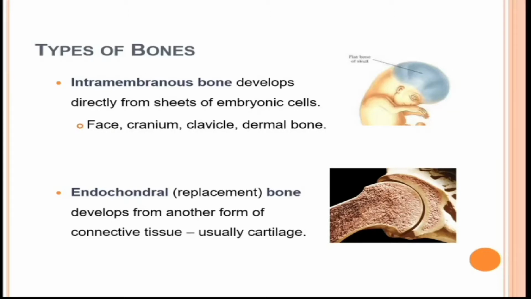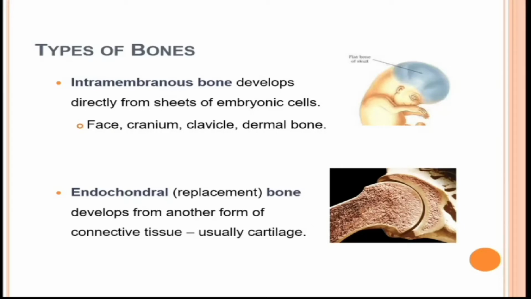Endochondral bones are those bones which are first developed in the fetus as cartilage, and then that cartilage is calcified to become a bone. Those are called endochondral bones, and the other name is also the replacement bones.